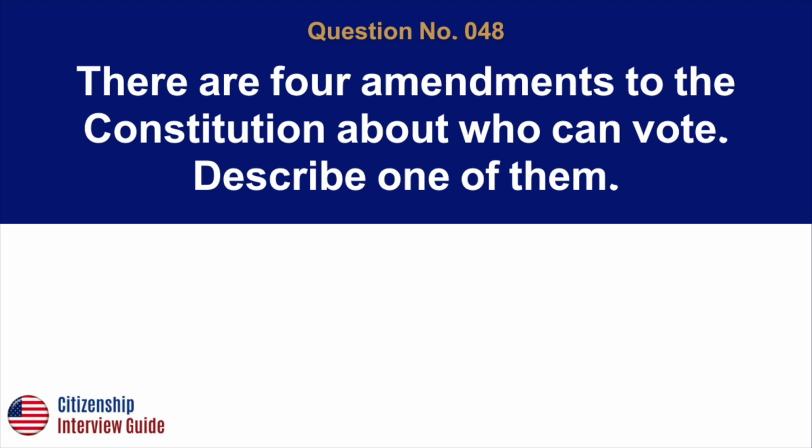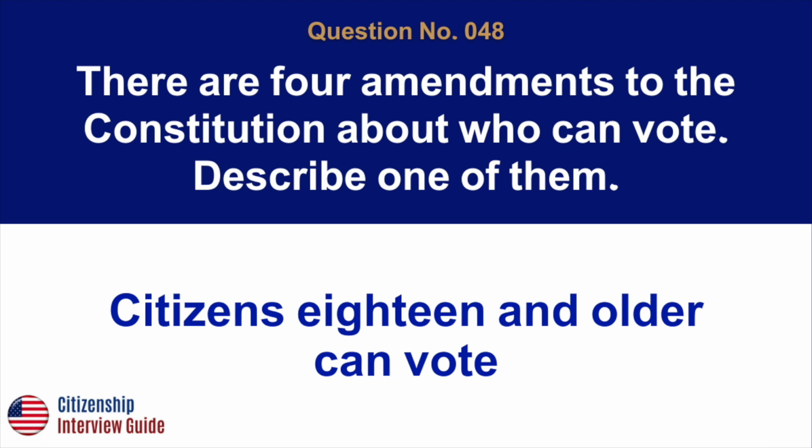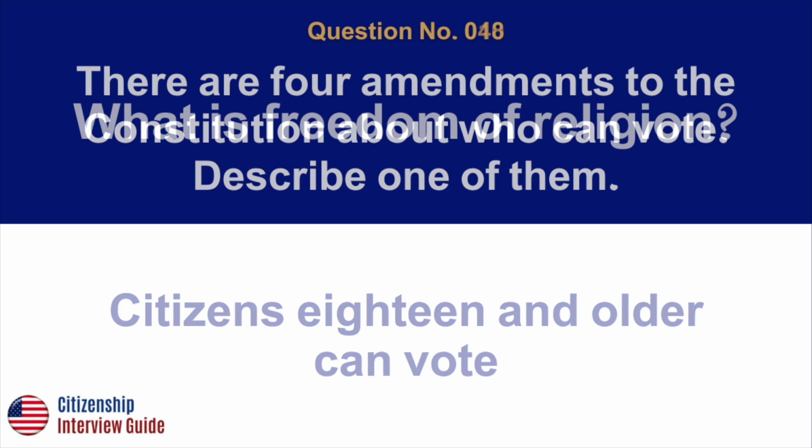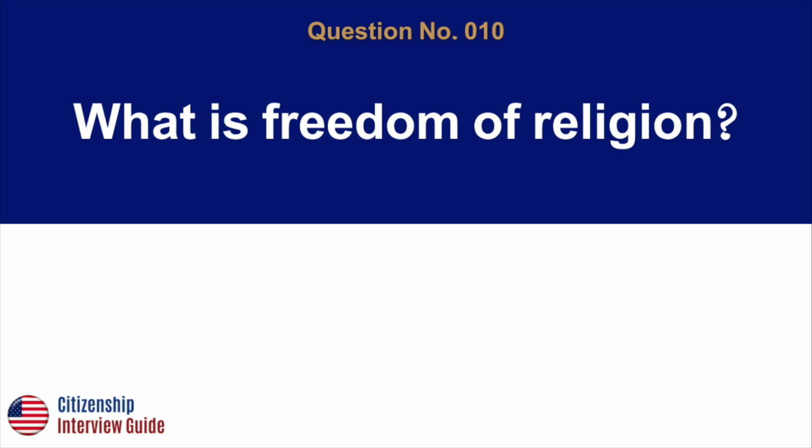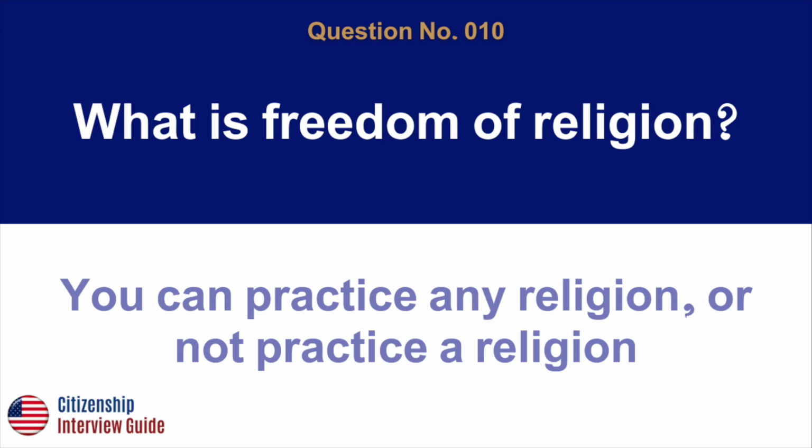There are 4 amendments to the Constitution about who can vote. Describe one of them. Citizens 18 and older can vote. What is freedom of religion? You can practice any religion, or not practice a religion.